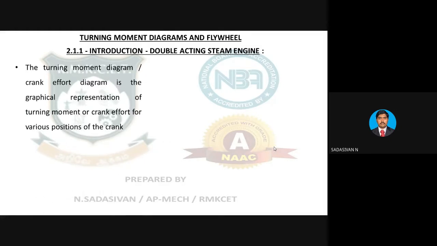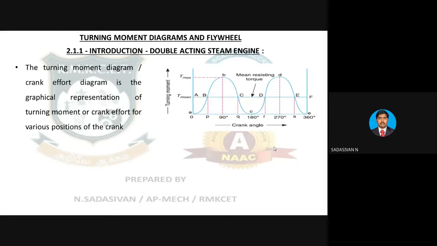Let us take the turning moment diagram, or the crank effort diagram, which is a graphical representation of turning moment or crank effort at various crank positions in a given engine. This is an example diagram. This diagram is a double acting steam engine diagram. If you observe closely, the x-axis has crank angle theta. The y-axis has the torque value starting from 0. Let us say the piston is at TDC, top dead center or inner dead center.